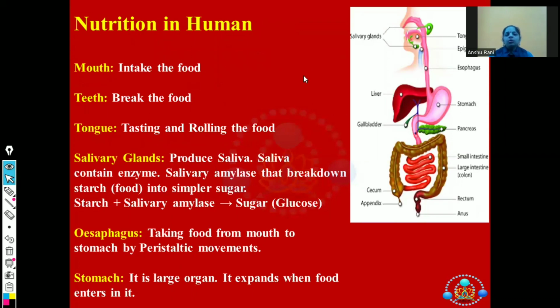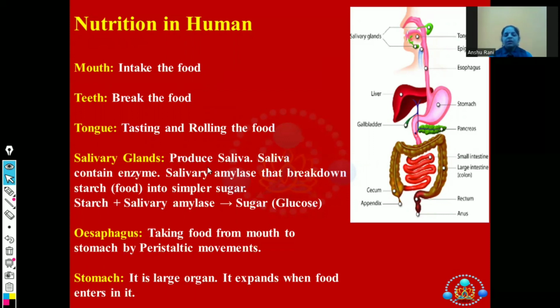See then how nutrition happens in humans. First of all, we take food through our mouth. Our teeth break the food. Then the tongue does two things. It tastes the food and it rolls the food inside our mouth.